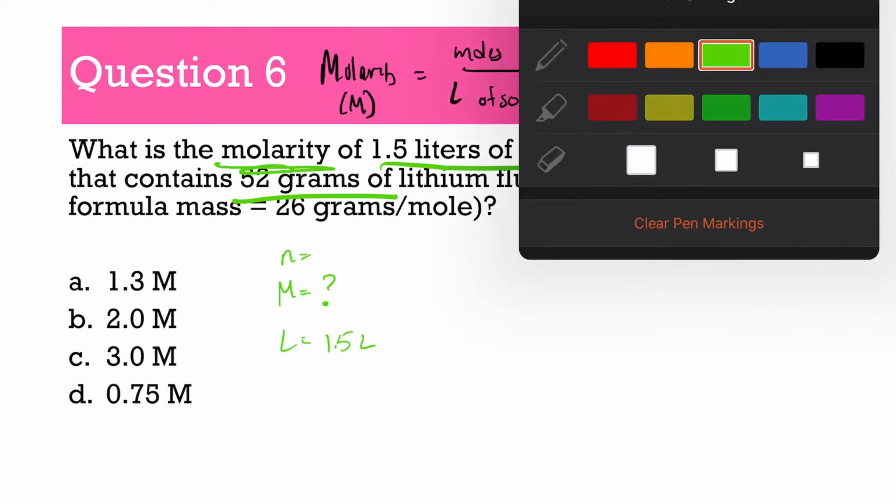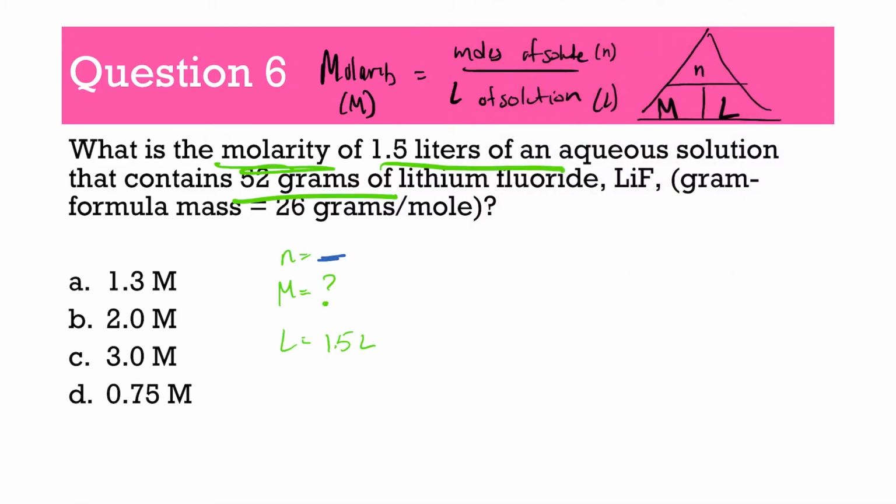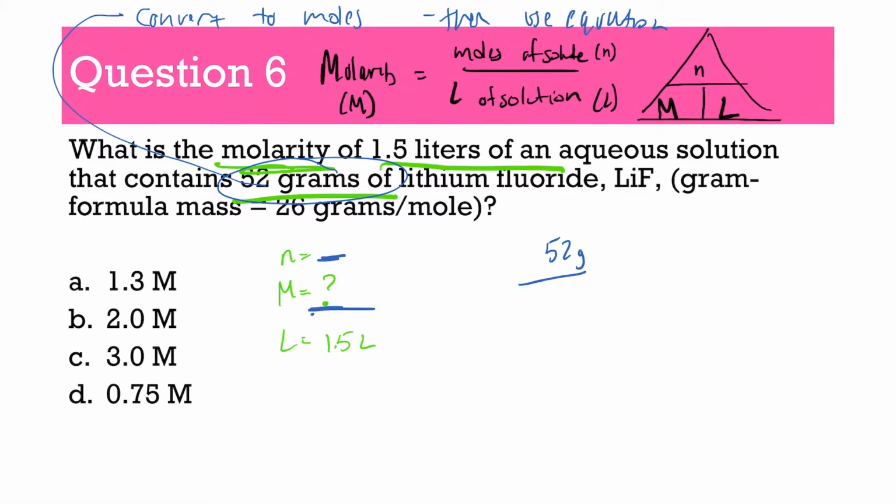Right now we have two unknowns. We don't have the number of moles, but we're also asked for molarity. If you're not given everything in the equation, you're going to have to do something else. What we're given, though, is 52 grams of LiF. So we need to convert this to moles, then use the equation. We have to find n before we can use the molarity equation.